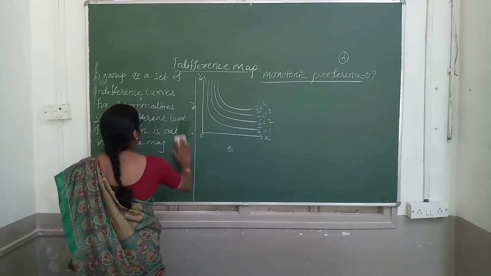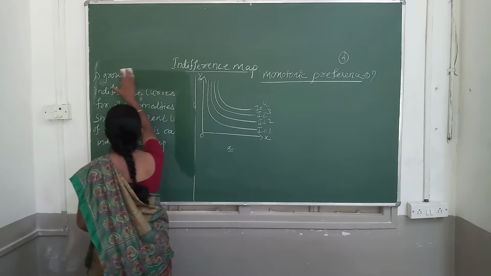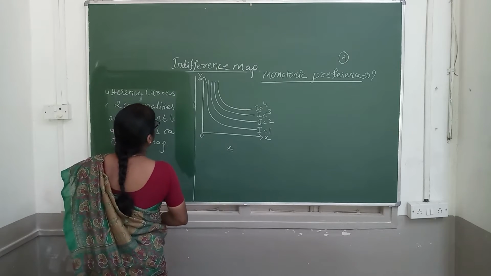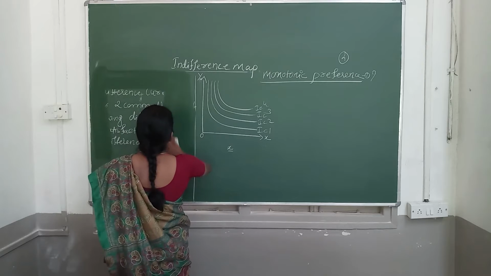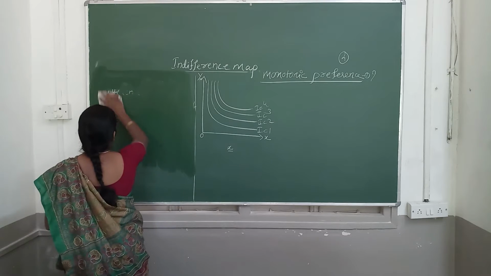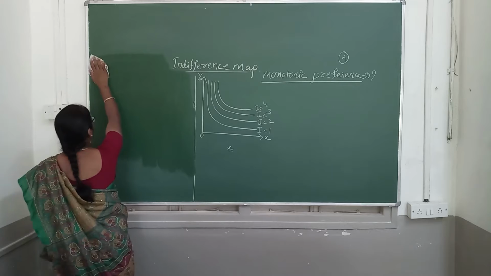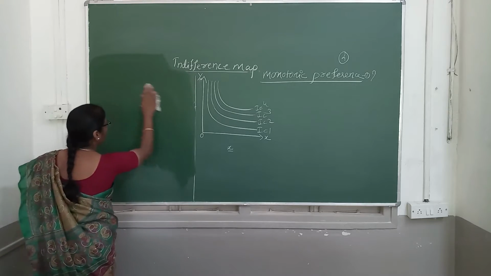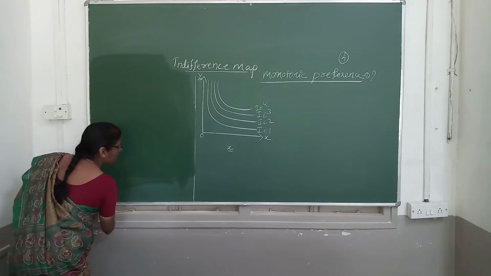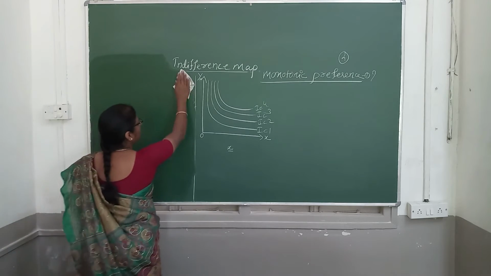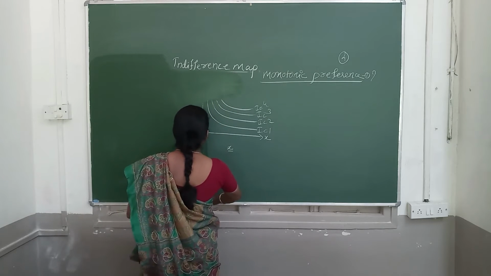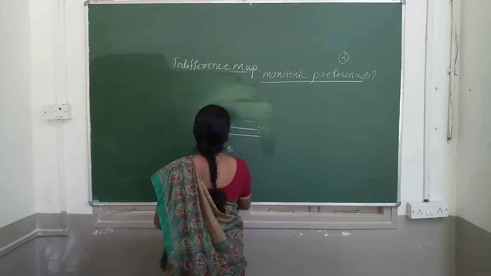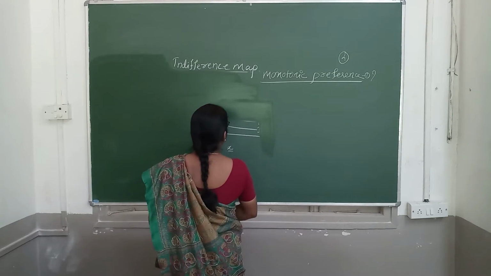So dear students, this is a very interesting topic. What is that? Indifference map. And the question arises, why is the indifference curve like this? This is the central picture of the central topic. Why is the slope of the indifference curve like this? Why is it not upward rising, or why is it not a straight line, or why does the indifference curve slope downward from left to right? This is a very interesting point.